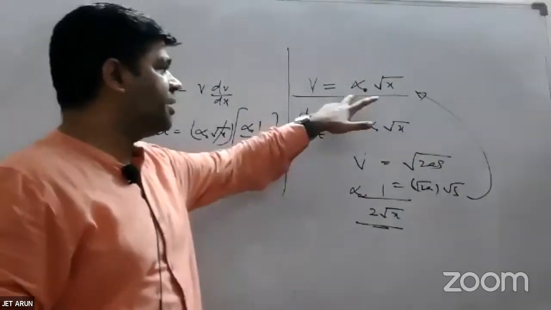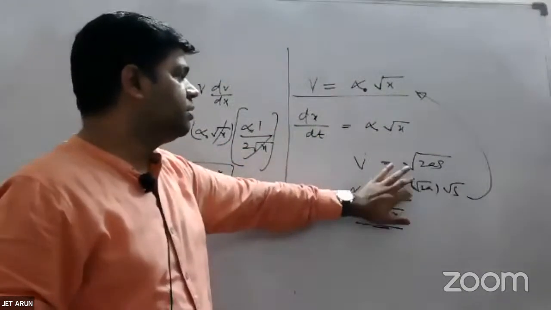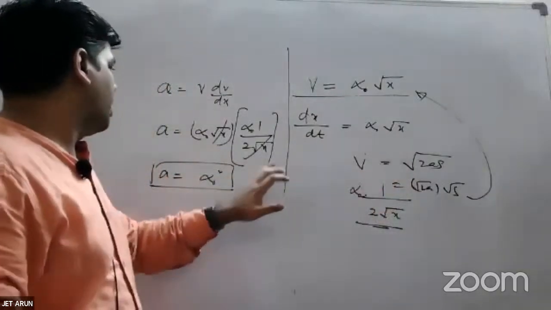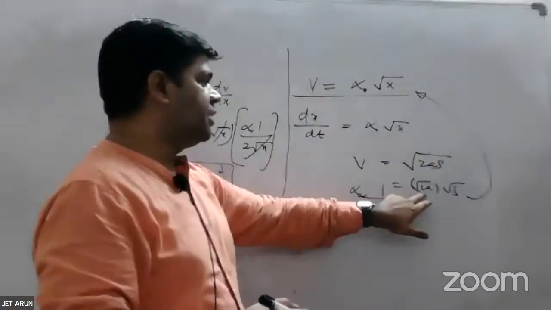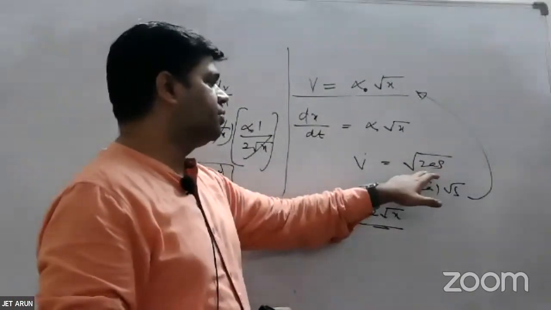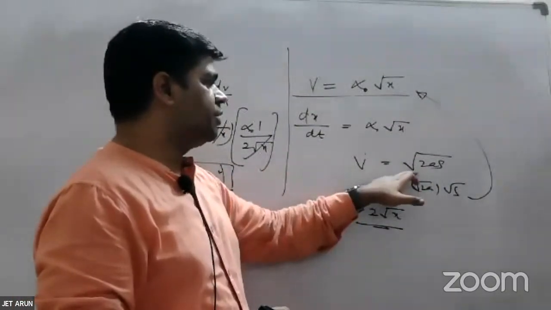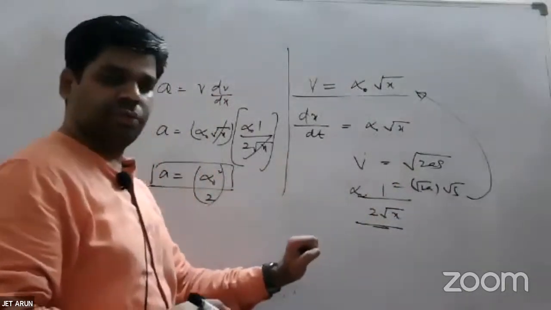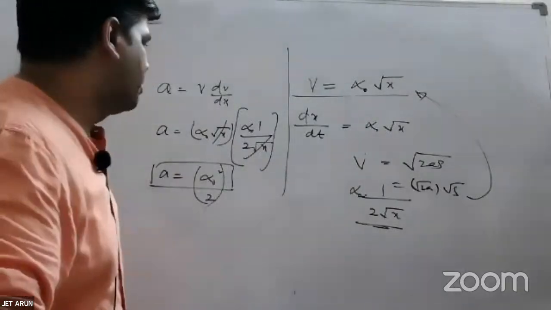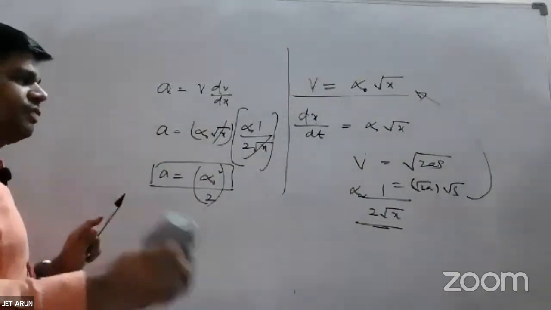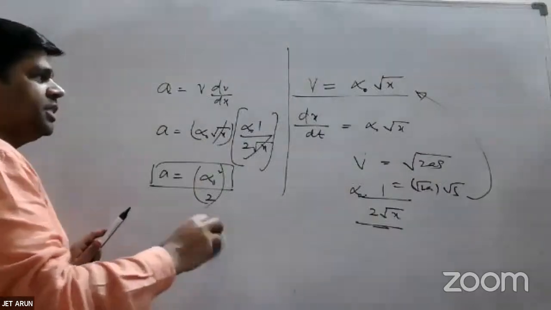How did I get the acceleration? I'll compare this one with v is equal to root of 2as. So alpha is equal to root 2a, so a is equal to alpha square by 2. All right. So one part of the question is done. But now I want position as a function of time.